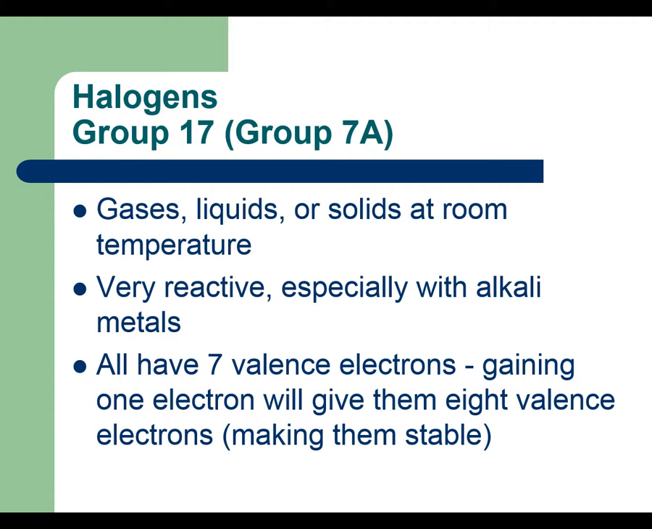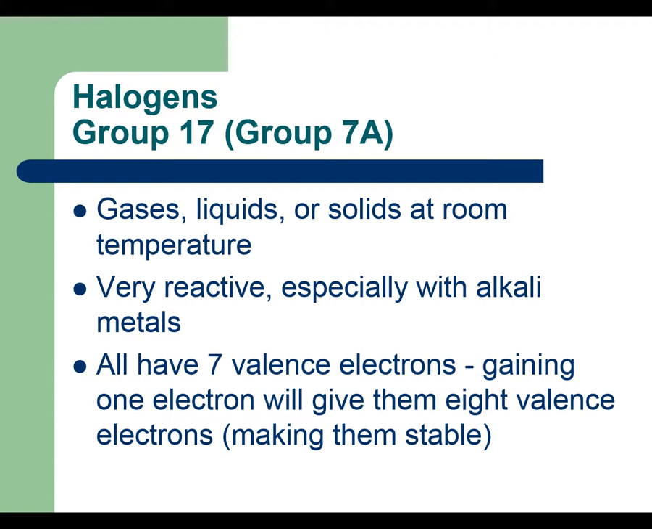Whereas all of our alkali metals are solids, halogens have much more variance in their properties. Some are gases, like fluorine and chlorine. Bromine is actually a liquid at room temperature, and iodine is a solid. But they do have one thing in common. They all have 7 valence electrons, and that means they're all looking to pick up 1. And that makes them very reactive, especially with the alkali metals. Why? Because alkali metals, column 1, have 1 valence electron, and they're looking to get rid of it.